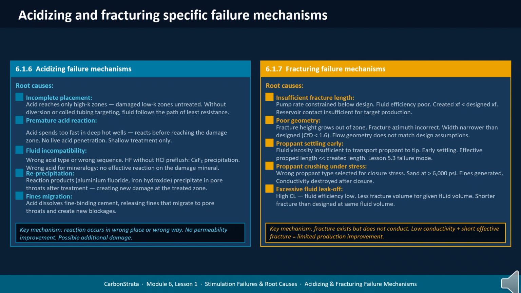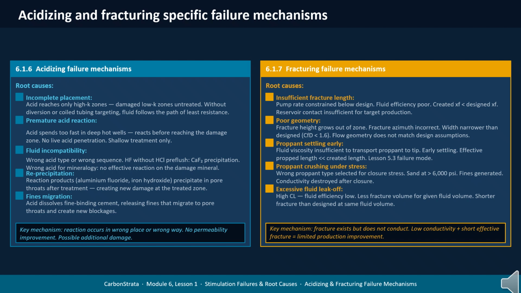Acidizing. Failure occurs when reaction happens in the wrong place or in the wrong way. Now define wrong place. Acid flows into high permeability zones. Damaged zones remain untreated. No improvement occurs where it is needed. Now define wrong way. Acid reacts too early, or reacts with the wrong minerals, or produces solids after reaction. Result. Acid is consumed before reaching damage, or creates secondary damage.